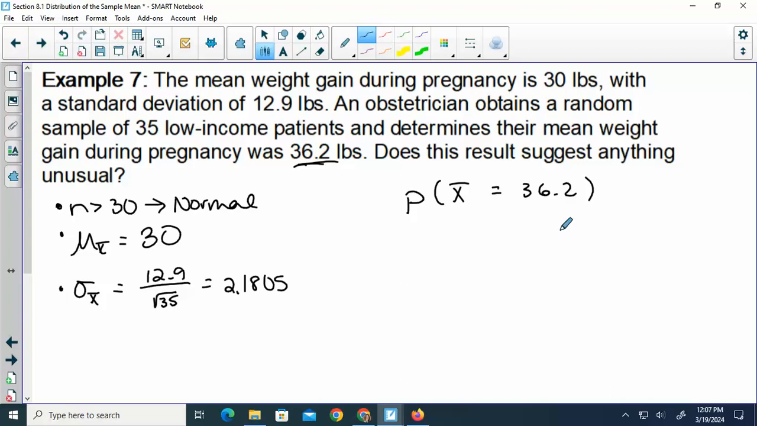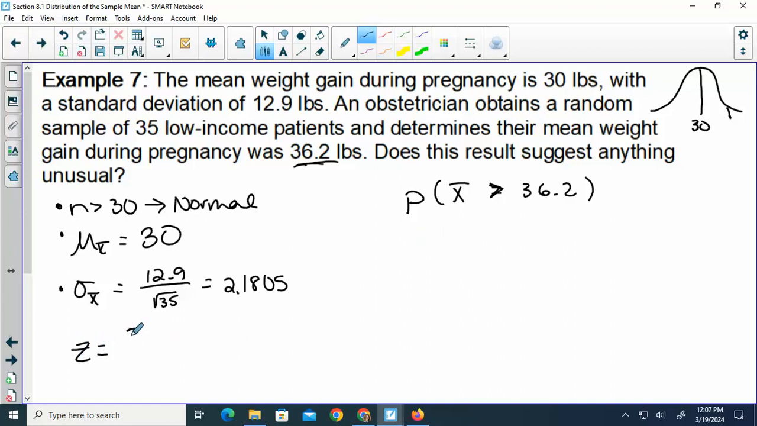Can we do equal to from our normal table? No, we either have to do less than or greater than. Okay, so if you think about it, if the mean is 30, if I find the probability that I'm less than this, is that telling me anything? No, because I would expect it to be less than. So if I really want to figure out if this is unusual, let's find the probability that we are bigger than that. So we have to get our z.